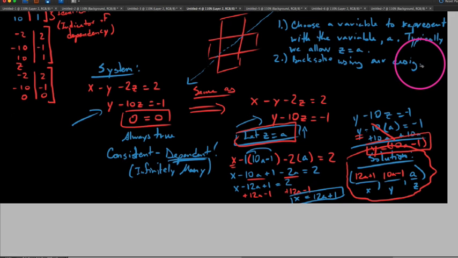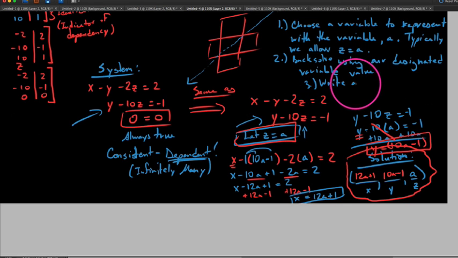Let's try that again. I can do better than that. Designated variable value. And then 3, basically we're going to write an ordered triple in terms of our selected variable. In this case, it's a.